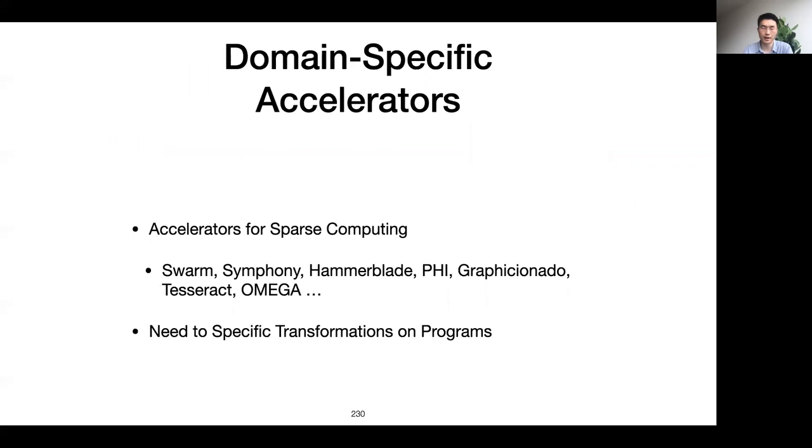And to make the space even more diverse, these days we're seeing the advancement of a lot of domain-specific accelerators for sparse computing, such as the Swarm architecture developed here at MIT, Symphony by NVIDIA, HammerBlade from the University of Washington, and many more from both industry and academia, right? All of this hardware really needs domain-specific transformations to be able to fully take advantage of features such as hardware-accelerated speculative execution.